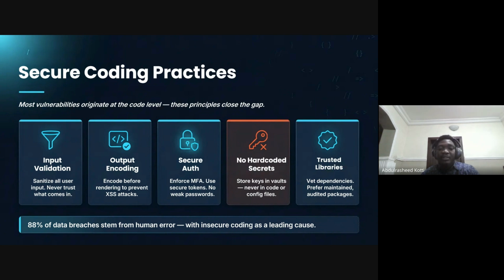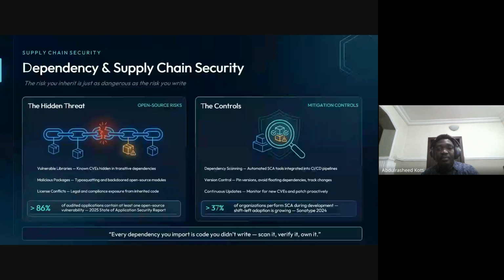Next is secure authentication. We should always make use of strong passwords, as well as extra checks like MFA. Then next is no hard-coded secrets. Store keys in vaults, never inside code or config files. And next is only use tools that are trusted, well known, and maintained, for when we can find bugs.